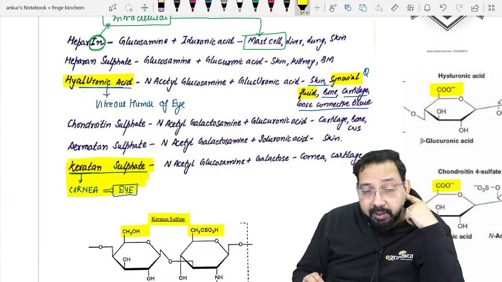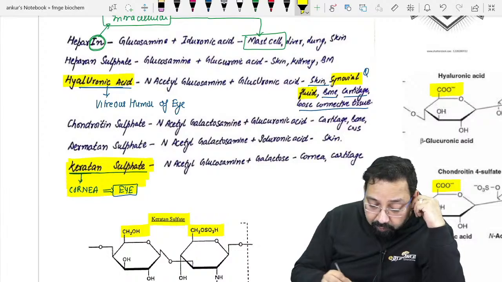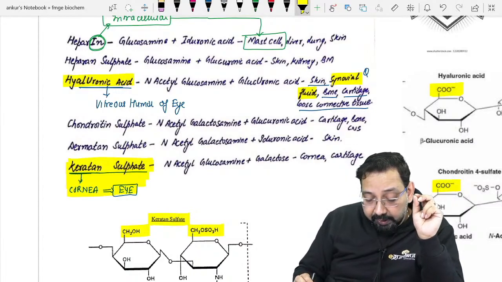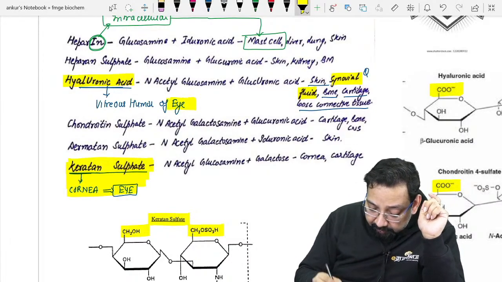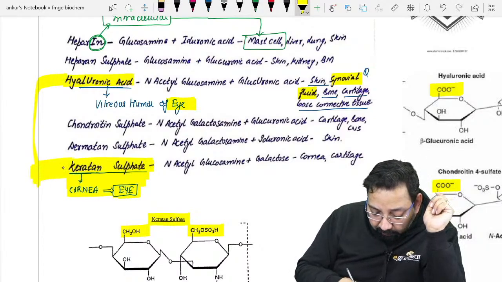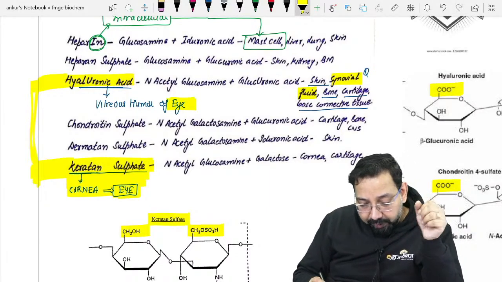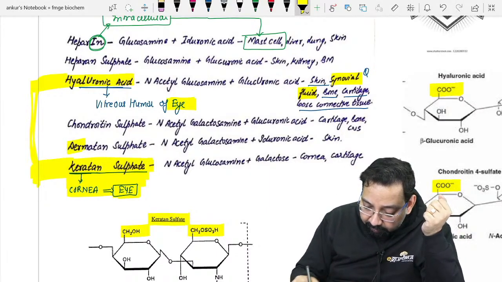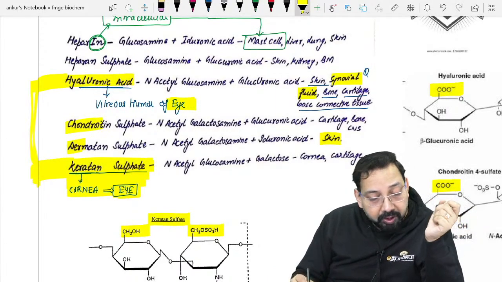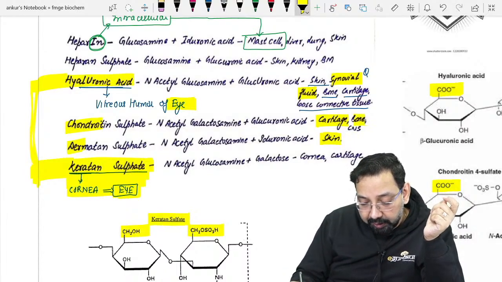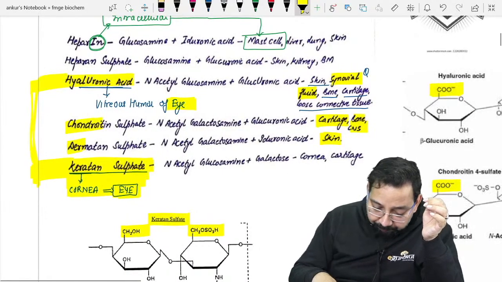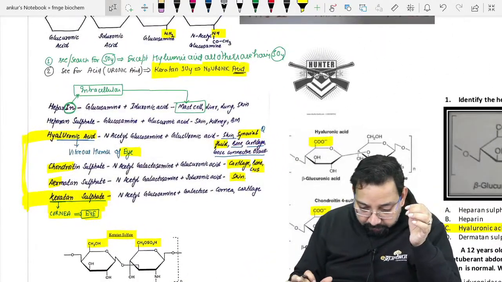A question has been asked in the MCI exam itself, that which of the following combinations of two glycosaminoglycans are present in the eye. So hyaluronic acid and keratan sulfate are present in the eye. You can easily remember dermatan sulfate is in skin, derma means skin. Chondroitin sulfate, the word chondro is used for cartilage. So cartilage, bone, CNS. So it is widely distributed. So these are the common questions, their distribution.